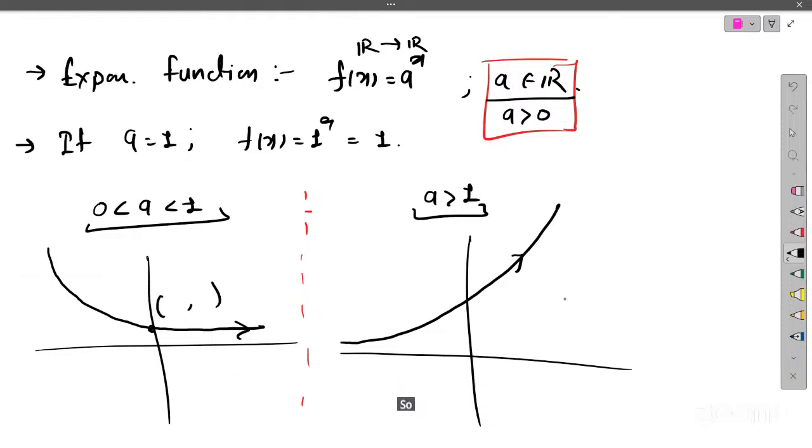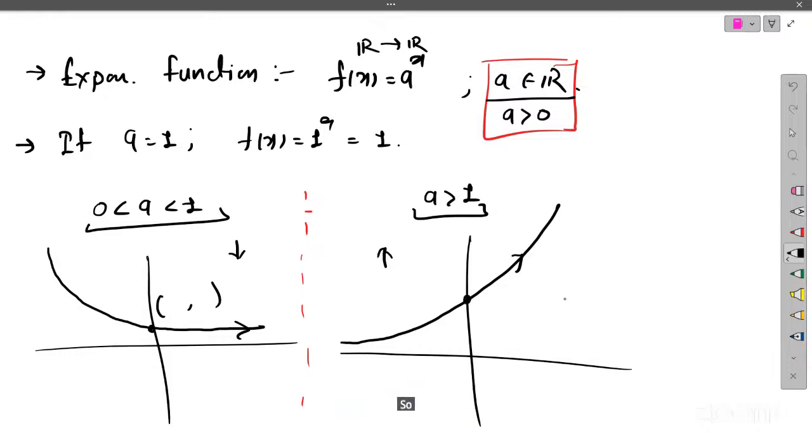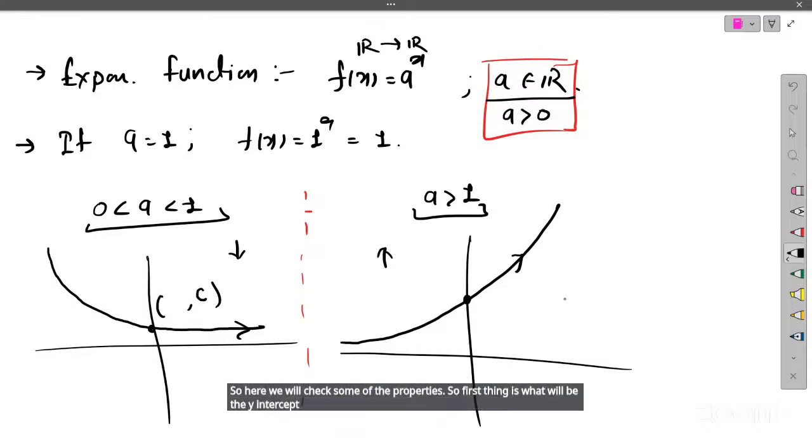In this case, the graph will have some sort of decreasing behavior, and here we have increasing behavior. So here we will check some of the properties. First thing is, what will be the y-intercept? Here we want the value of x to be 0.